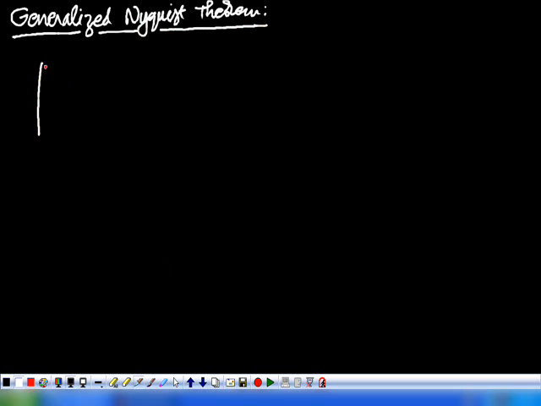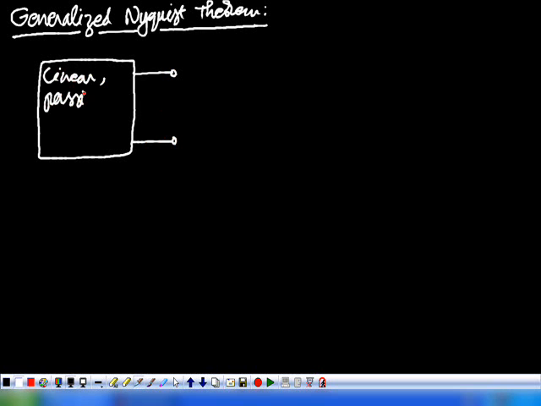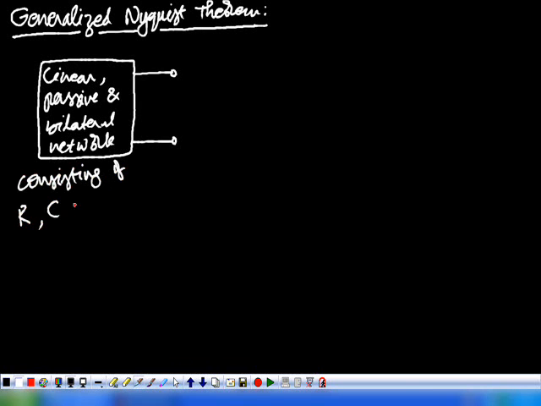So consider a generalized linear passive bilateral network. Any general linear passive bilateral network may consist of resistors, capacitors and inductors. So this is a circuit like an RLC series circuit or RLC parallel circuit. That is an example of a linear passive bilateral network.